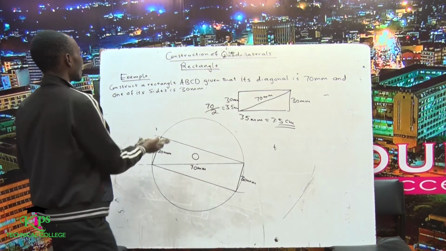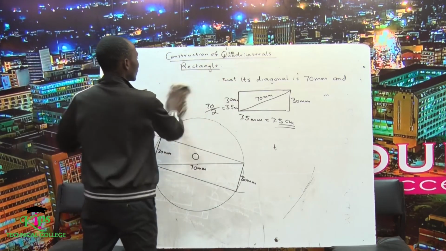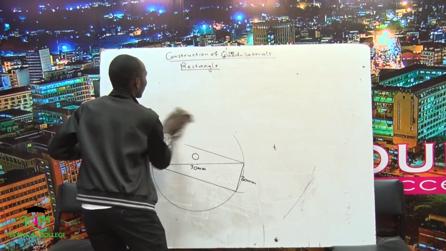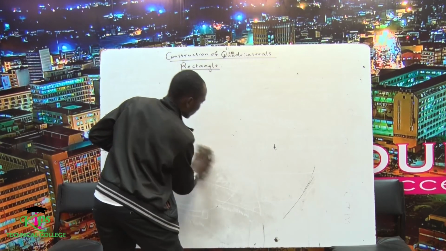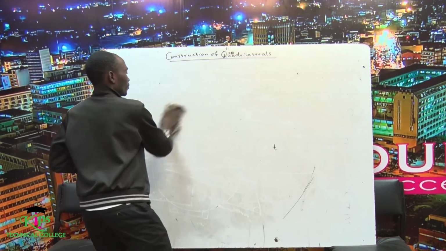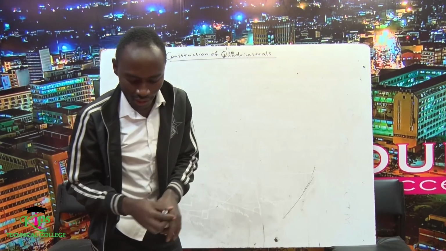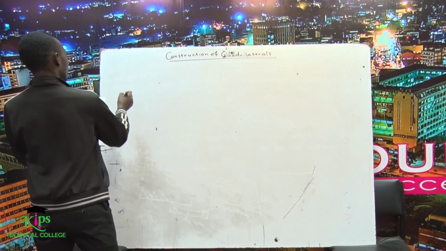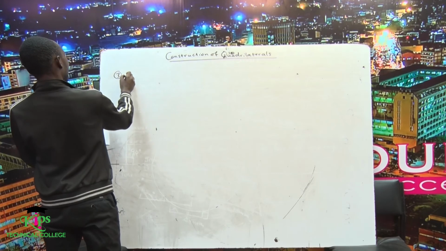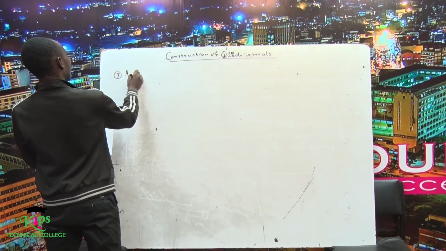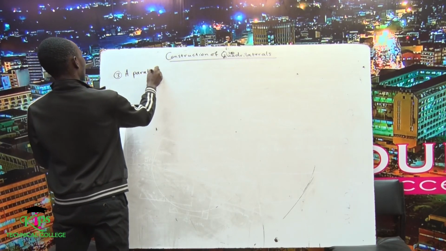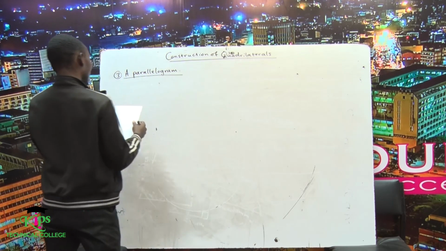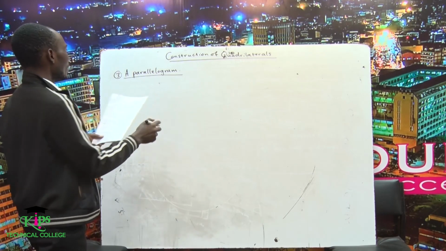Let's go to the other quadrilateral. The other quadrilateral, and this is the third quadrilateral. This is number 3. It is a parallelogram. A parallelogram. Example.